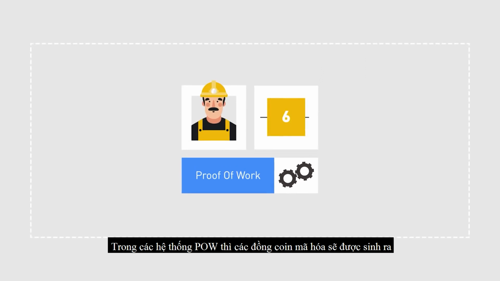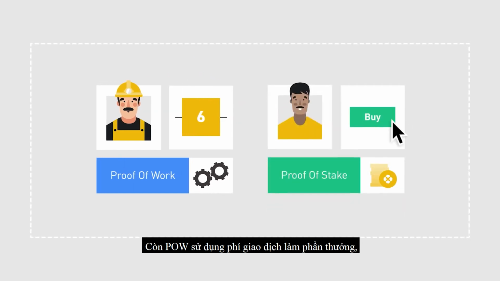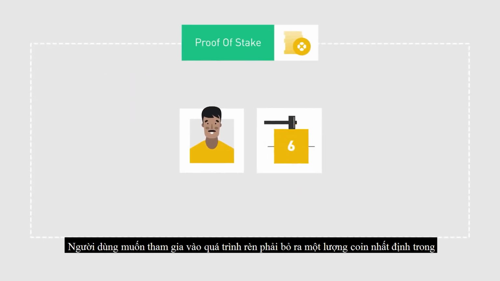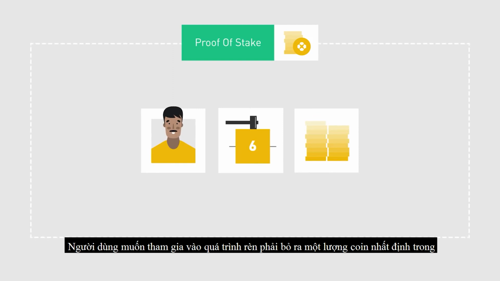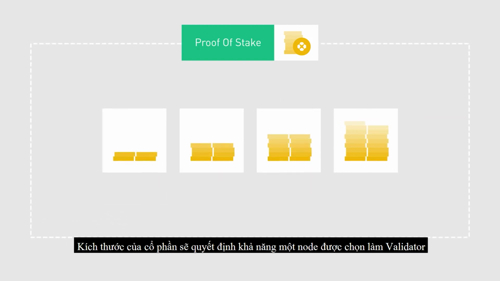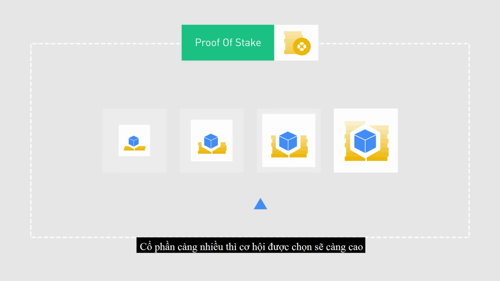Where in proof of work based systems, more and more cryptocurrency is created as rewards for the miners, the proof of stake system usually uses transaction fees as a reward. Users who want to participate in the forging process are required to lock a certain amount of coins into the network as their stake. The size of the stake determines the chances for a node to be selected as the next validator to forge the next block. The bigger the stake, the bigger the chances.